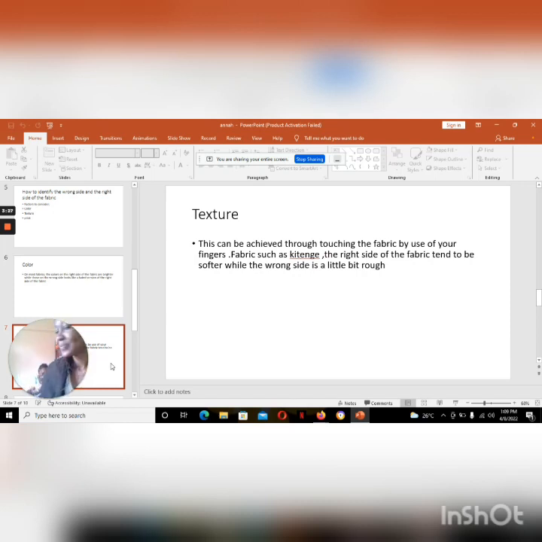On texture, this can be achieved by touching the fabric with your fingers. Fabrics such as kitenge, the right side tends to be softer, while the wrong side is a little bit rough. Faith, can you please touch your fabric, your garment? Then feel your fabric. Yes, I'm feeling it. Okay, some explanations, please.